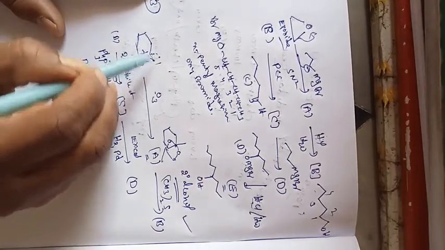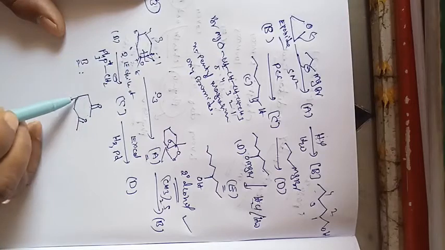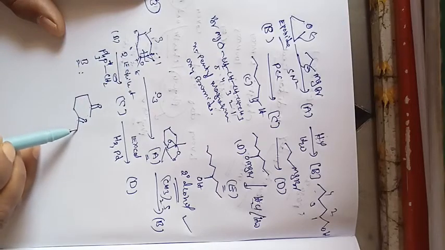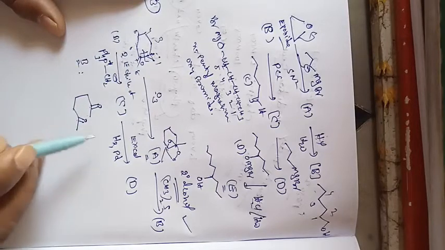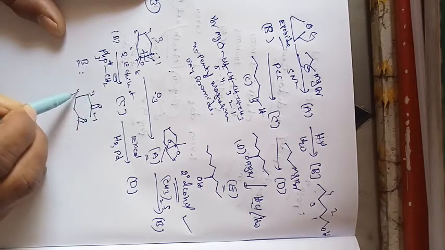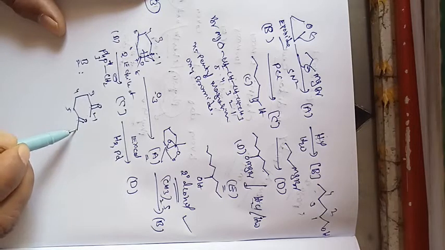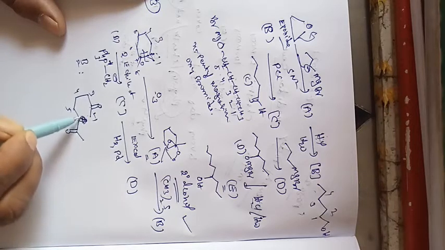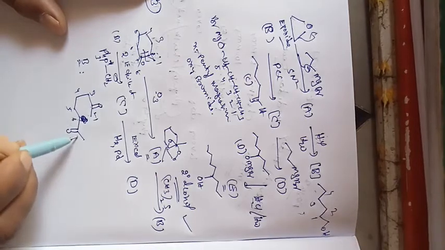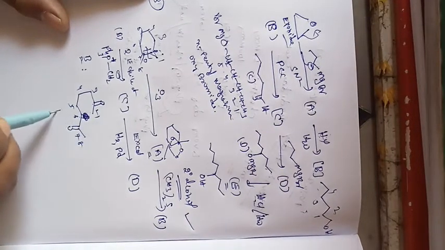So 1, 2, 3, 4, 5, 6, 7, 8. So 1, 2, 3, 4, 5, 6, 7. Okay, actually 1, 2, 3, 4, 5. Okay, so let it be like this. Yeah, 6, 7, 8 like that. So this is the compound B.